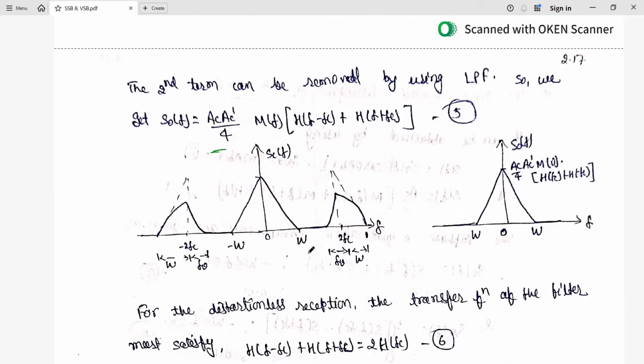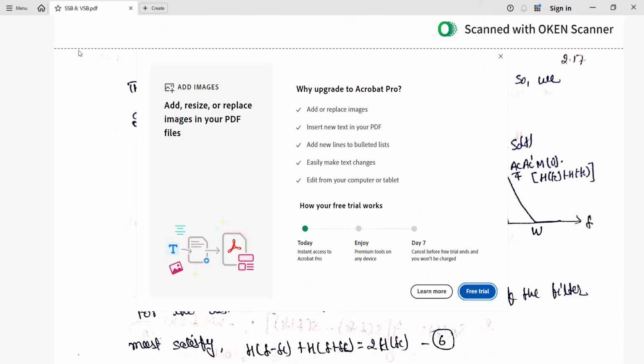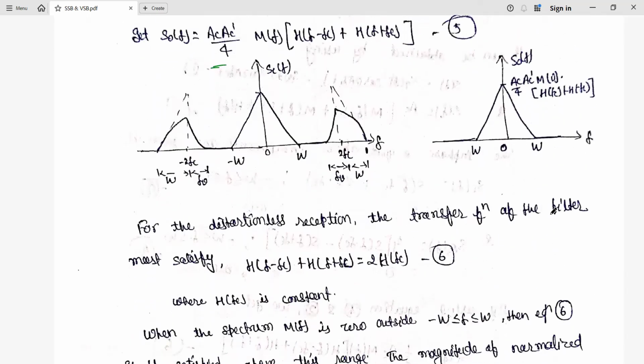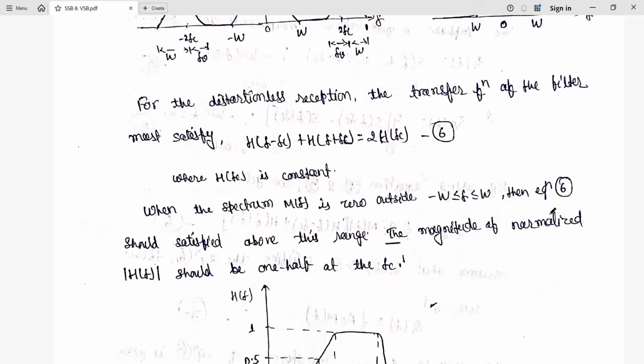So this is again a similar kind of waveform to what we have seen earlier. This is for the upper sideband; earlier we have seen the lower sideband. And on this side again a function is there. So for distortionless reception, it is important that the transfer function of the filter should satisfy this: H of f minus fc plus H of f plus fc should be equal to 2H of fc. That is important here to obtain distortionless reception.